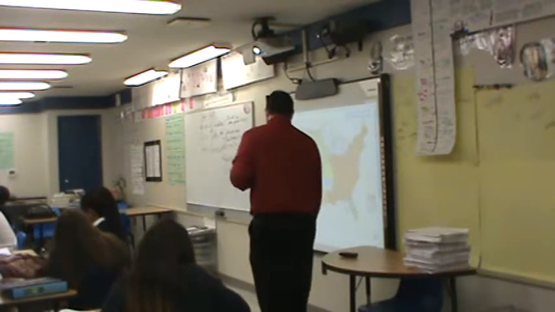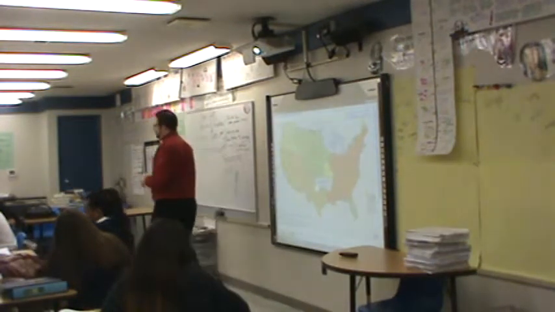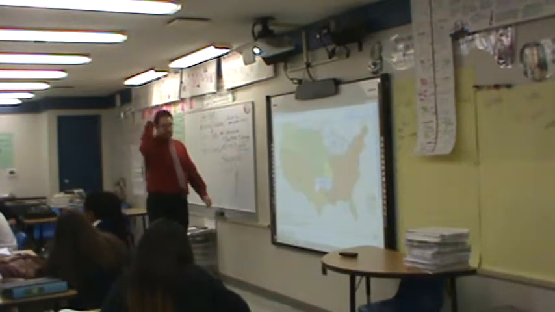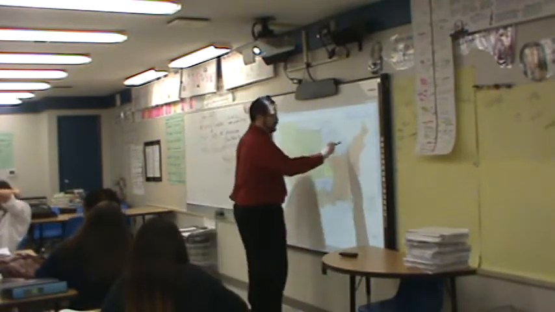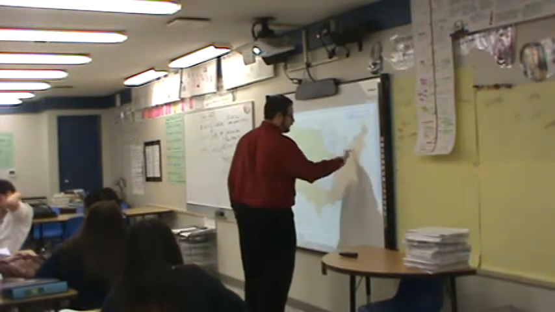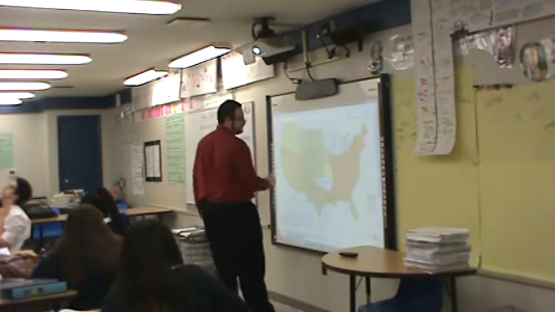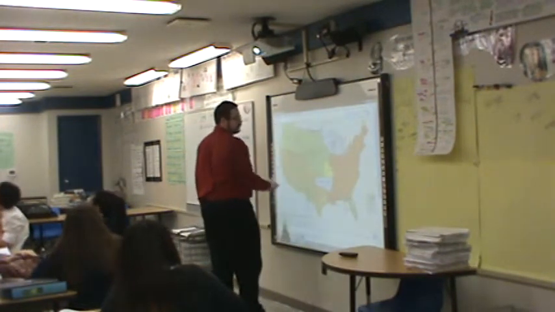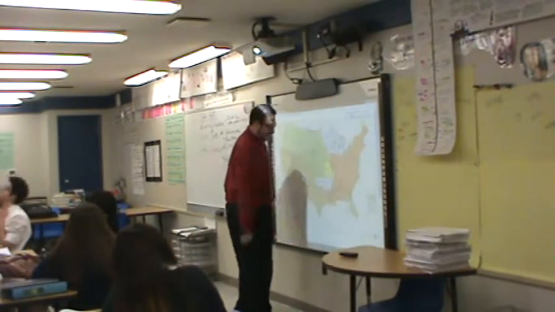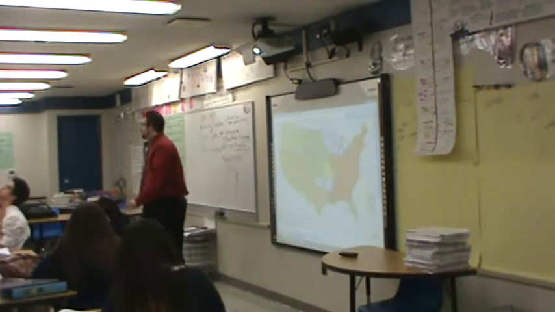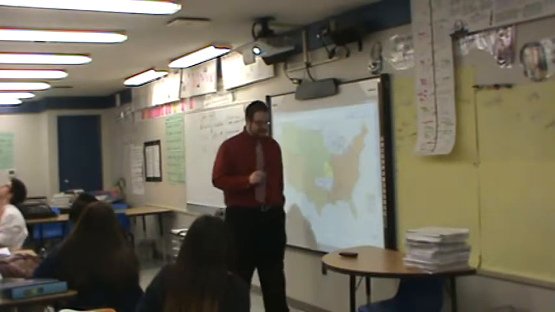And then we get to nullification. Which part of the country likes the tariff? Which part of the country doesn't? Pro-tariff is the North. Anti-tariff is the South. The North likes a tariff because it supports their industry. The South doesn't like a tariff because it hurts an agricultural economy. Pro-tariff, anti-tariff. Andrew Jackson is president of the United States. He's a Southerner. He's a Democrat.